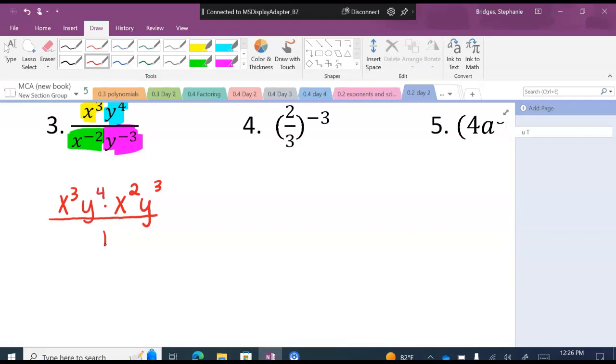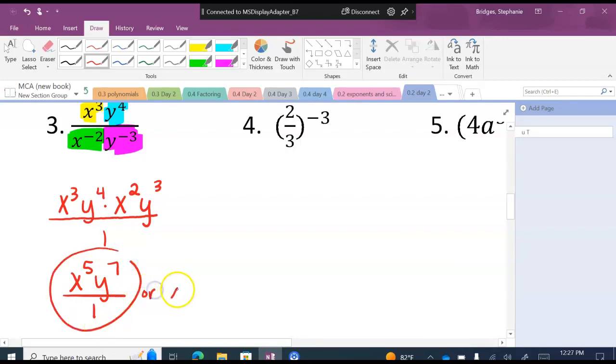So let's start with the x's. If I have x to the third times x to the squared, that gives me x to the fifth, right? We keep the base, we add the exponents. Then I'm going to do the same thing to the y's. If I have y to the 4th times y to the 3rd, I end up with y to the 7th. I can put it over 1 if I want to, or I can also just write it as x to the 5th, y to the 7th. The only things that need to move are the things that have negative exponents. Not negative signs in front of them, but negative exponents. Is everybody okay with that one?